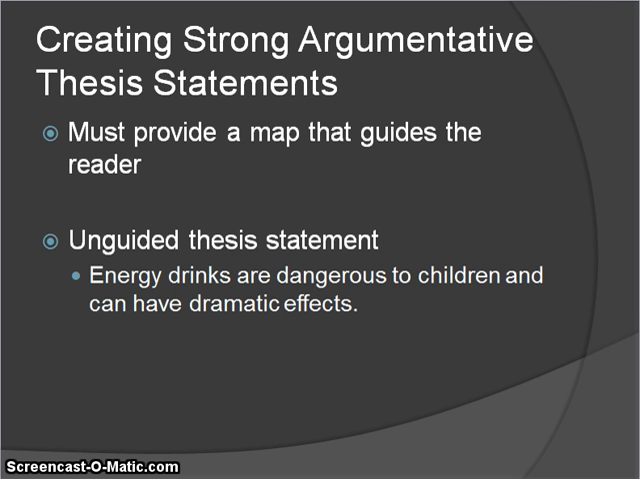In addition to having a debatable and narrow thesis, the thesis should also provide a map that guides the reader. After reading the thesis, the reader should have a general idea of the organization of the essay. Here's an example of a thesis that does not provide a map for the reader. Energy drinks are dangerous to children and can have dramatic effects. So from reading this, I would assume the essay would be about dramatic effects. But what are the effects and why are they dramatic?